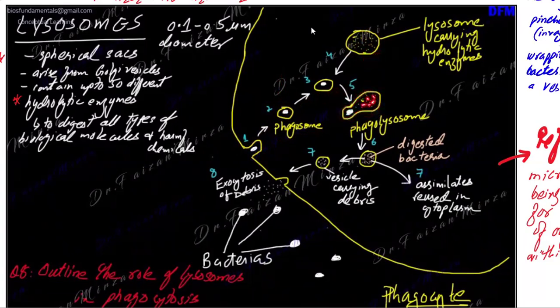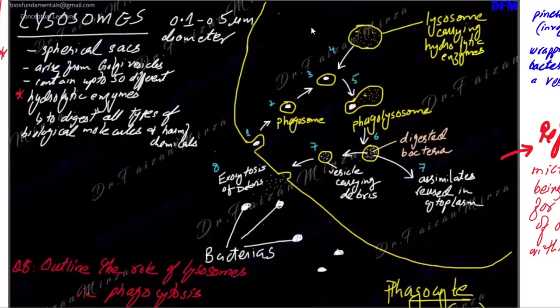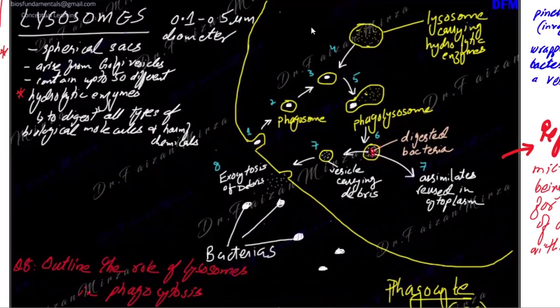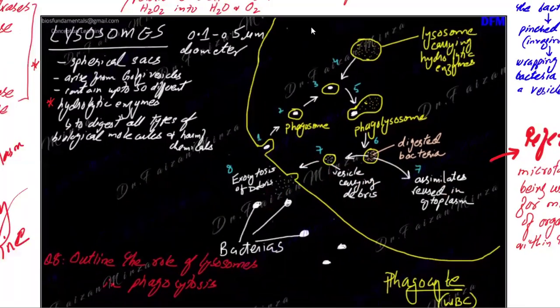The enzymes of this lysosome start to act on the bacteria, thereby killing the bacteria. In the phagolysosome, once the bacteria has been killed, the digested bacteria will be there inside this vesicle or temporary vacuole. Useful material will be taken out into the cytoplasm as assimilates for reuse, whereas all the debris carrying the dead material of the bacteria will be sent out from the cells by the process of exocytosis, and these debris materials will be released outside the cells. So this is how the lysosome works in phagocytosis.